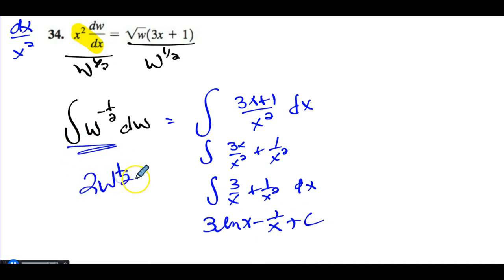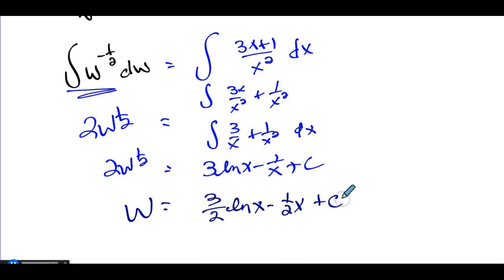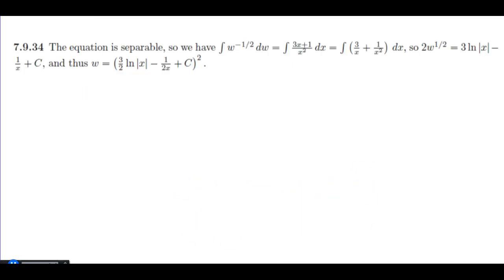Over here, we just get 2w to the 1/2. I'll just bring this down here. Let's divide through by 2 and square both sides. So we just get W is equal to, divide everything through by 2, minus 1/2 x. Well, the c gets divided by 2. It's just a different constant. And then remember, square both sides.